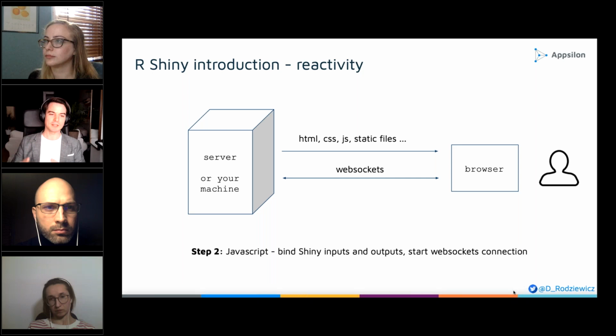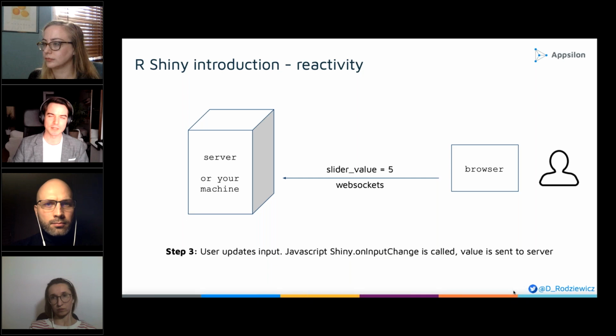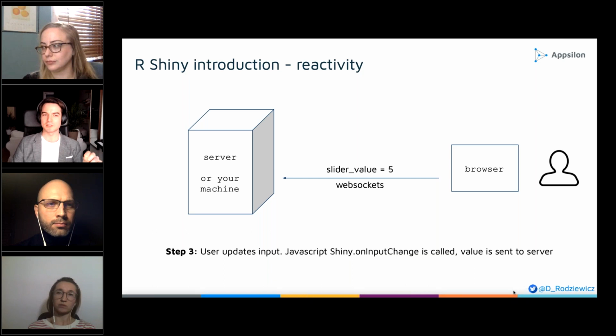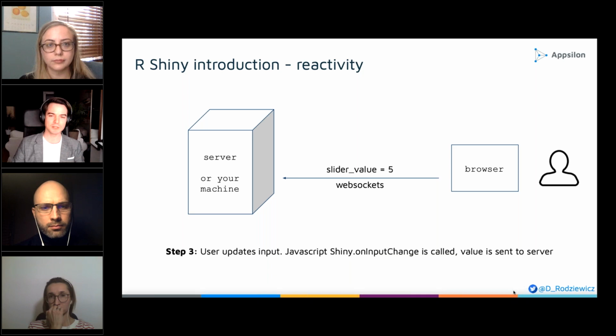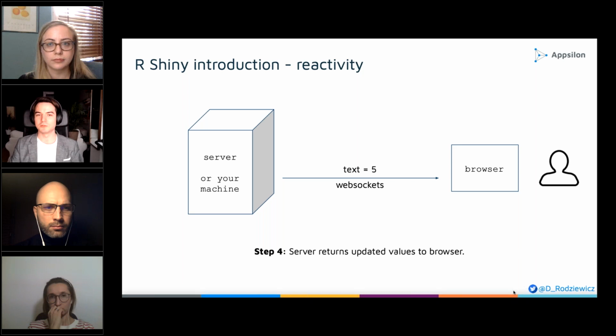So the second step is the browser actually binds the Shiny inputs and outputs, and it starts the WebSocket connection with the server. Now, let's say that you are moving the slider and you set the slider to 5. The browser is going to send this value to the server. The server is going to check this value, trigger the reactive computation, and return the resulting value. So in our example, it is just going to respond to the browser that text is 5.